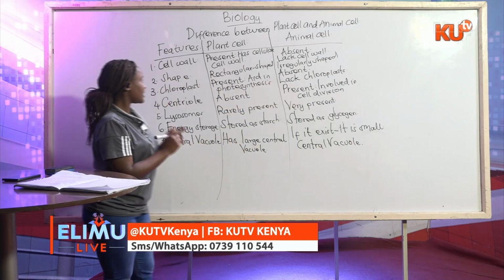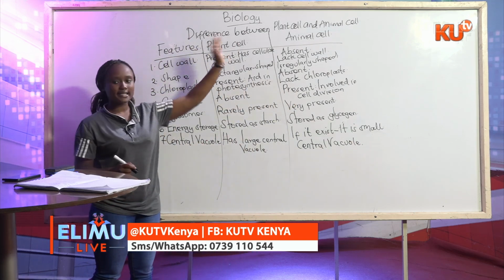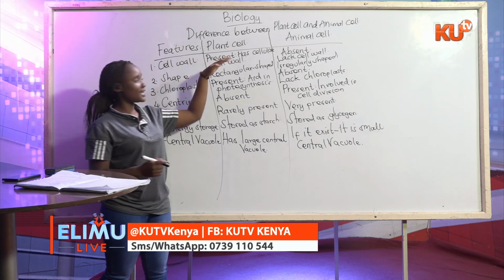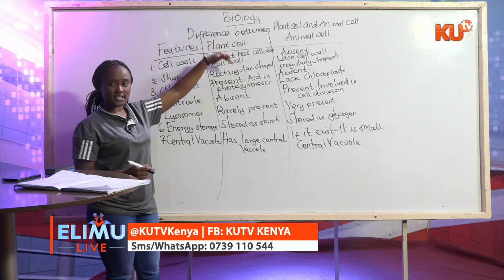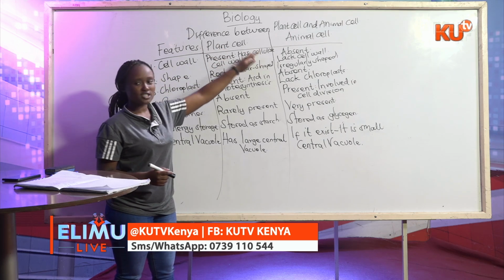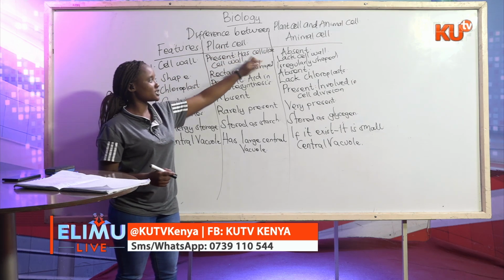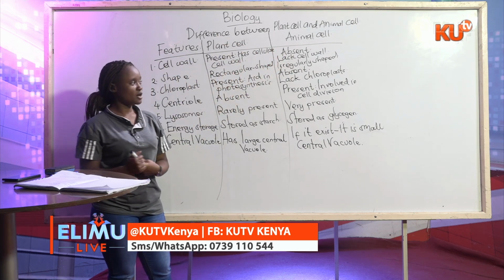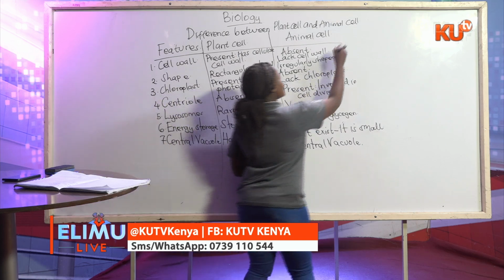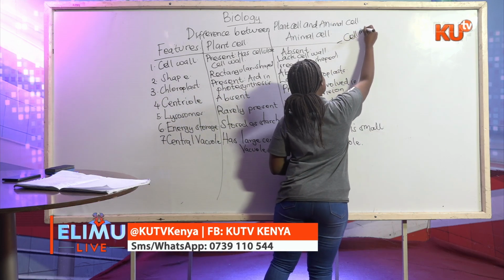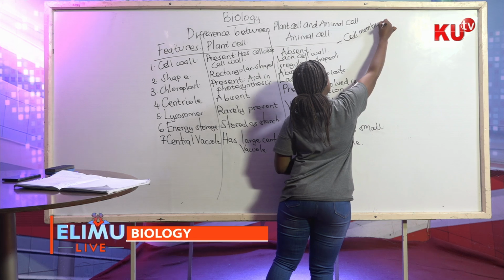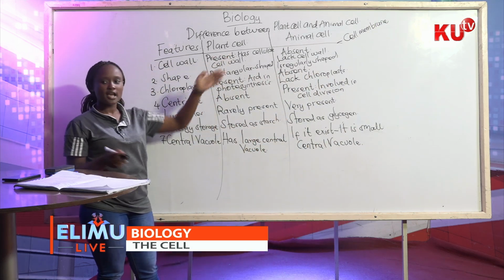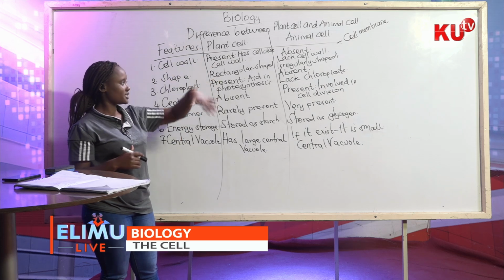Now, here it is. The differences between plant cell and animal cell. We have the features. We have a cell wall. In plant cell, the cell wall is present, and it is a cellulose cell wall. It is made up of cellulose. In animal cell, we lack the cell wall. So in animal cell, we start with the cell membrane. Cell membrane in animal cell. But here in plant cell, we have the cell wall.